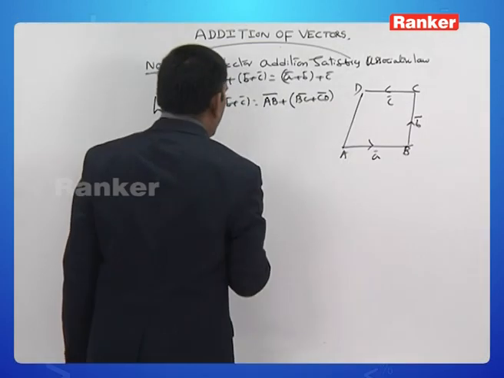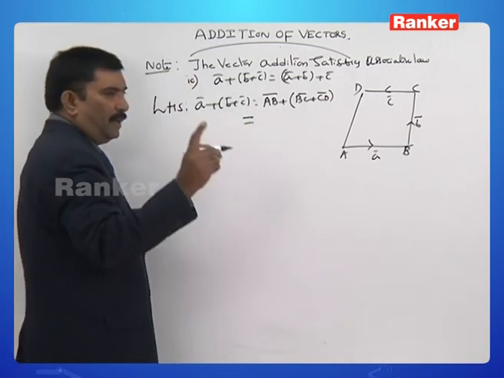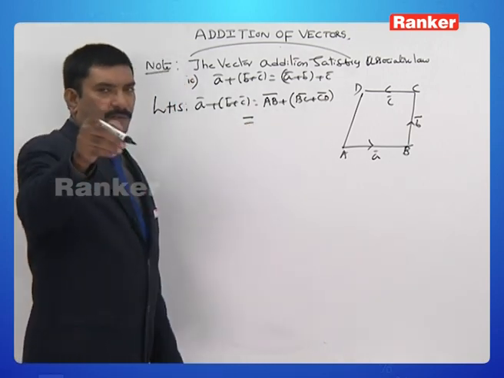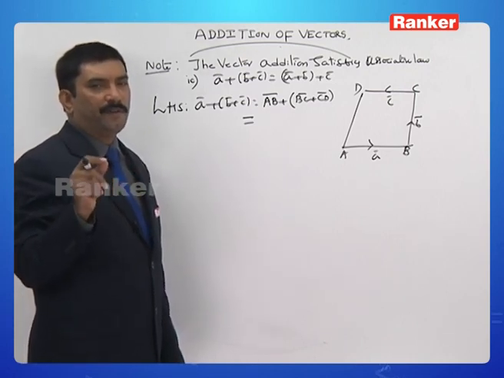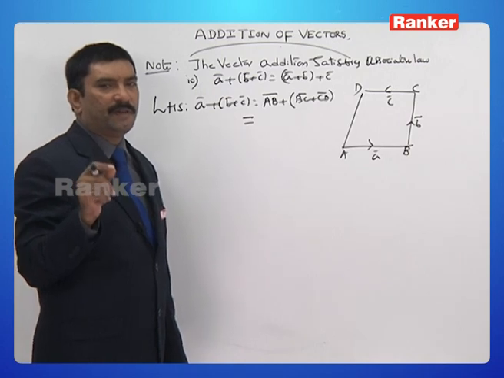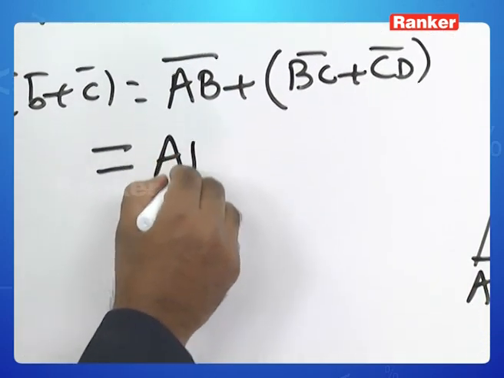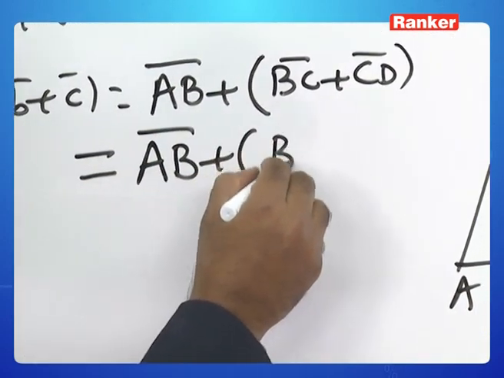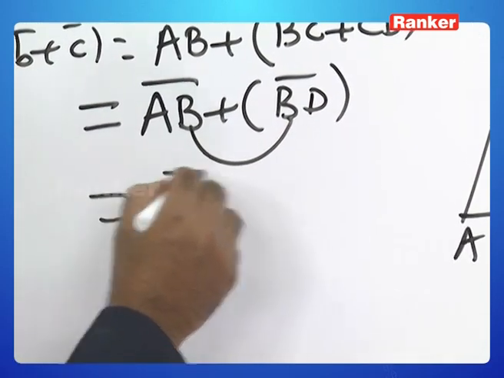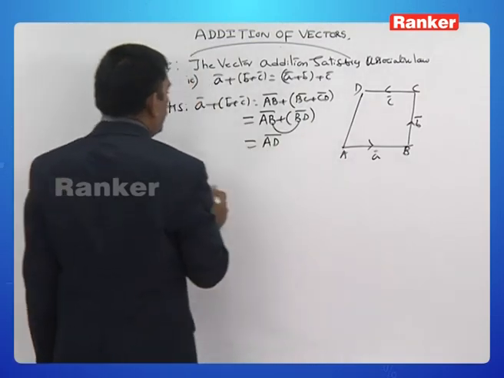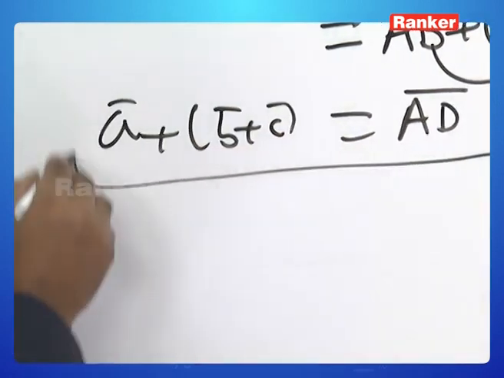This is CD bar. By using the definition of addition of vectors, addition of any two vectors is defined only when the terminal point of the first vector coincides with the initial point of the second vector. So therefore, I can write AB bar plus BC bar as AC bar, correct? Now the terminal point of the first vector coincides with the initial point of the second, giving AD bar. So AD bar is nothing but A bar plus B bar plus C bar.